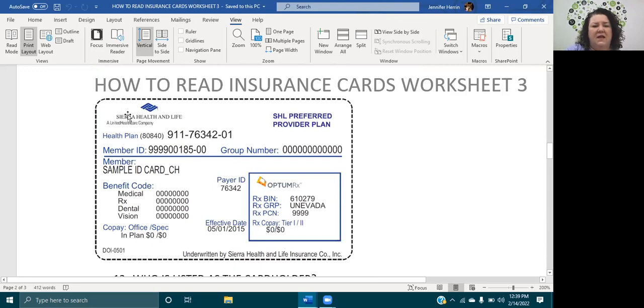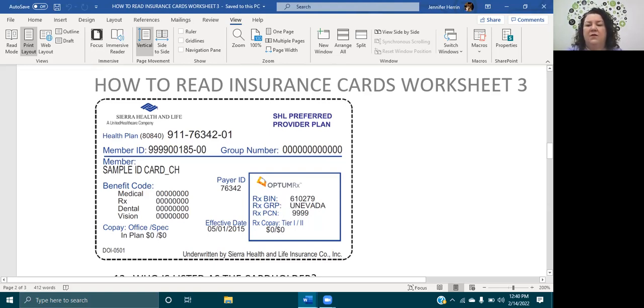This one is saying Sierra Health and Life. That is the name of the policy or the care insurance company. See in teeny tiny letters underneath that says a United Healthcare Company. That's going to be your carrier or your processing plan. And then notice here is another card where you have a group number here, but then down here inside of this little blue box, you have another RX group number. So if you were answering a group number question, you would use the RX group number.